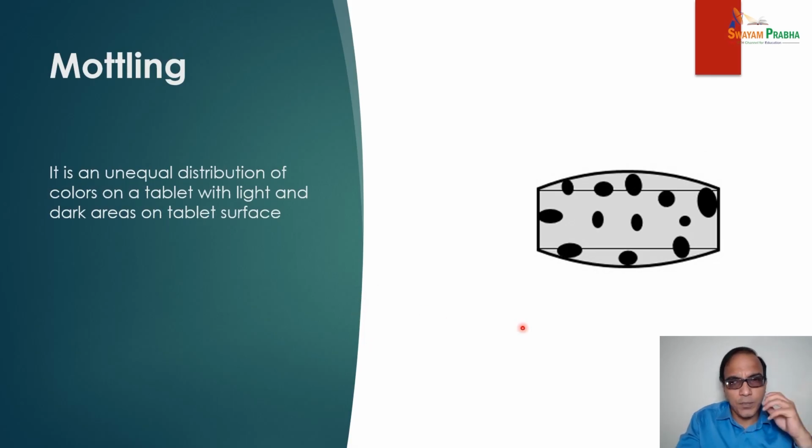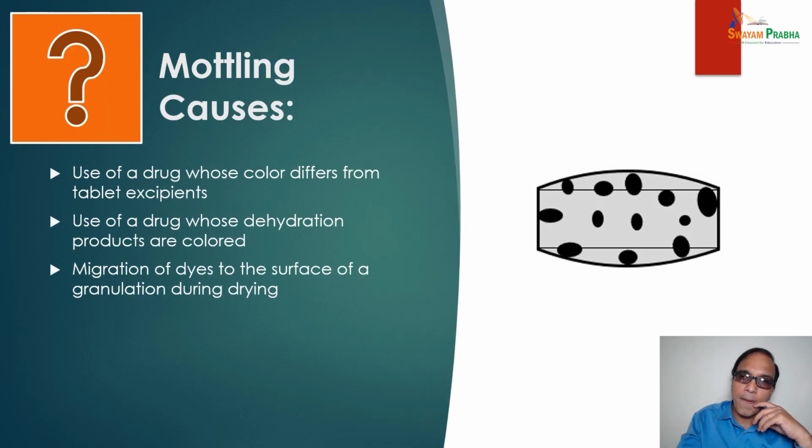Now going to mottling. You can say it is an unequal distribution of color on a tablet, with light and dark areas on the tablet surface, as you can see in this tablet.